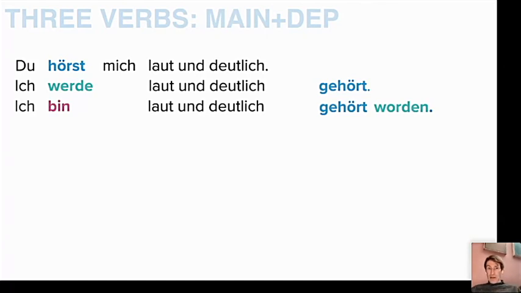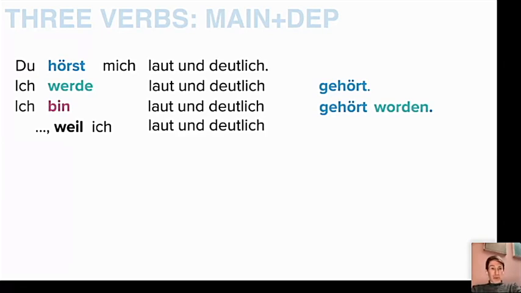Let's take a look at a dependent clause, at a while clause. Now you see there is no verb yet. Any guesses how I would distribute the gehört, the worden, and the bin? The verbs don't change. You just have to arrange them. Can you try this? Let's see how much you already got from this little presentation.